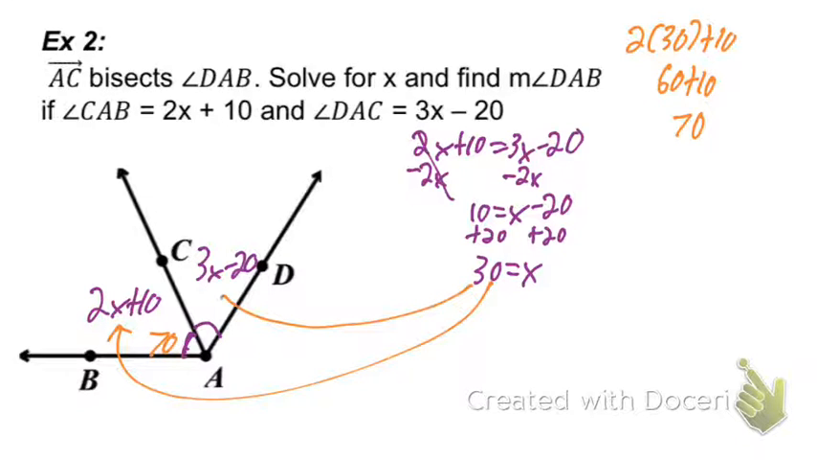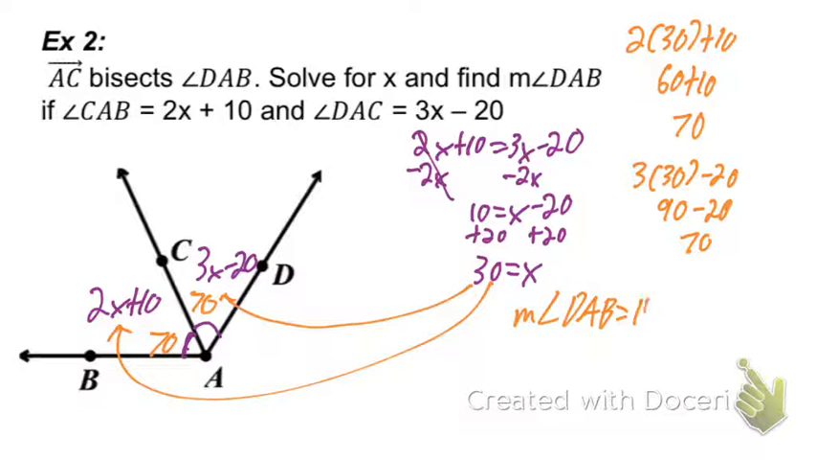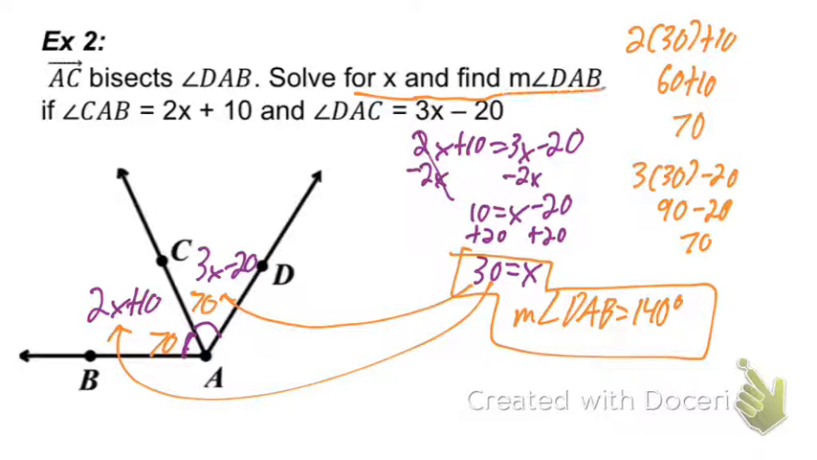I'm going to plug in 30 over here as well. 3 times 30 minus 20. 3 times 30 is 90. And subtract 20 from that, and that would end up being 70. So it's a good thing they end up being the same. So we add them together to get the big angle measure of angle DAB. Measure of angle DAB ends up being 140 degrees. And these two things are the answers because we wanted both x and measure of angle DAB.